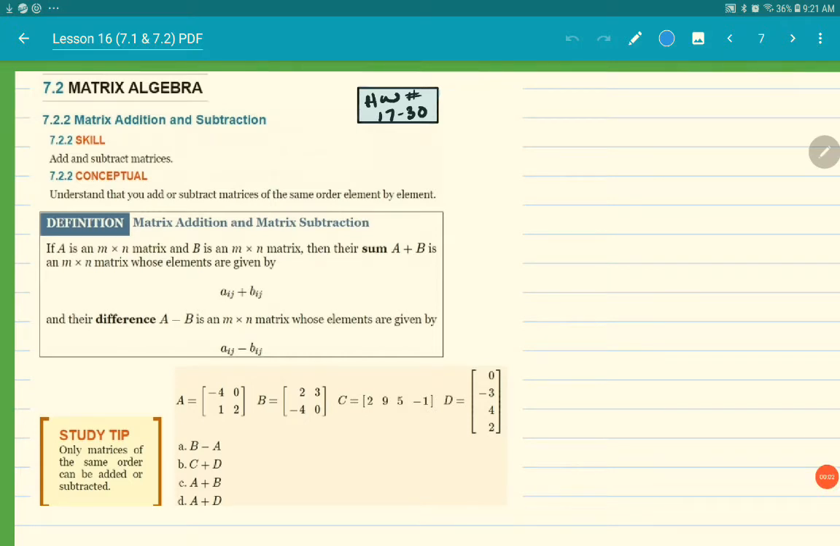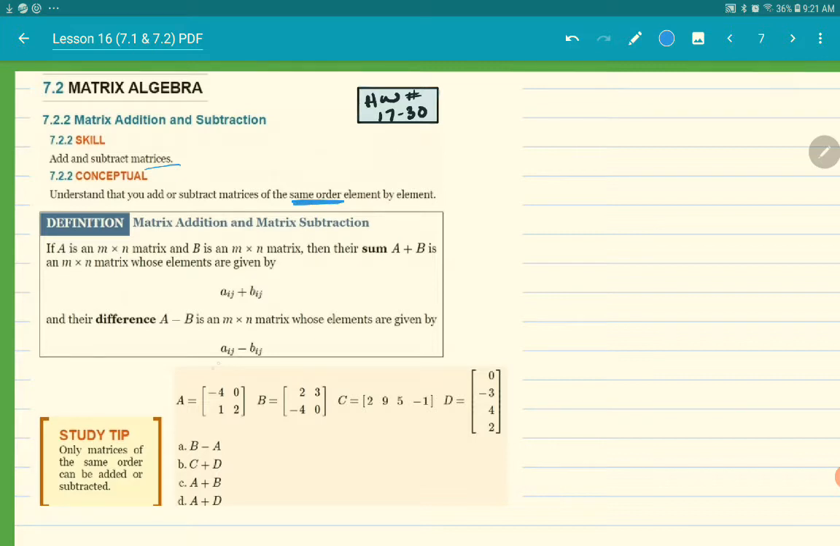Section 7.2 brings us to matrix algebra. So let's start with addition and subtraction. That's pretty straightforward. So we're going to learn just addition and subtraction here, and understanding that when you add two matrices, they need to be exactly the same order. That means the same size.